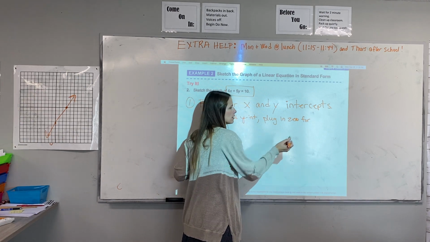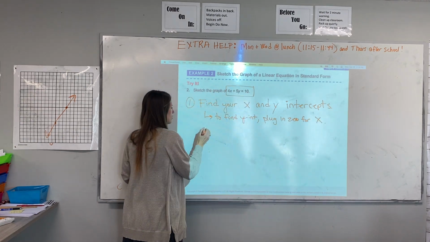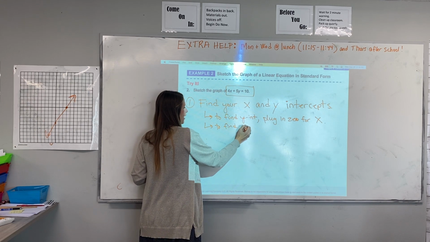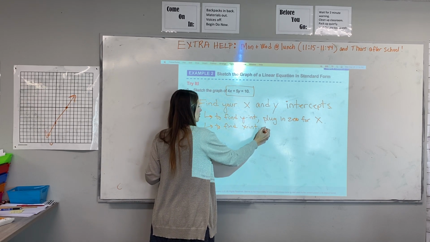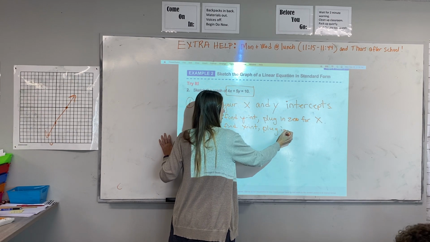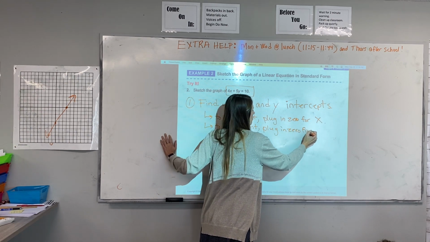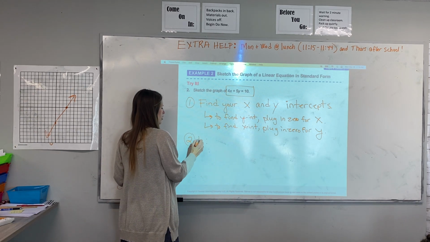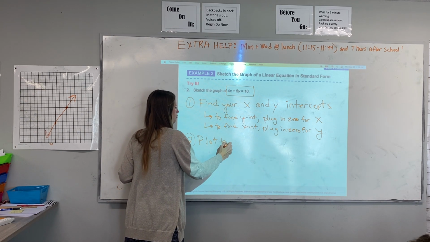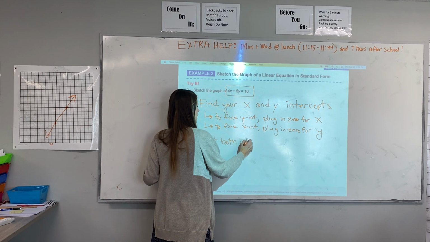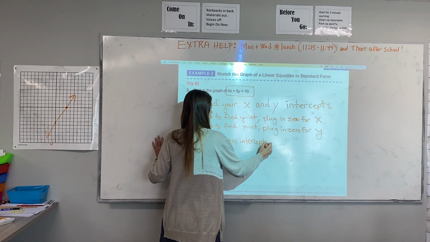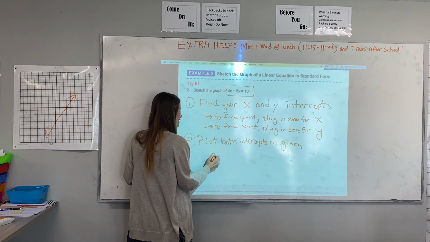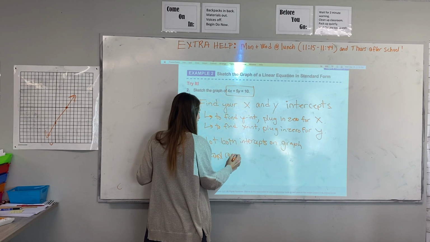To find the X-intercept, plug in 0 for Y. You're looking for being a predictive learner. Plot both intercepts on the graph and connect.